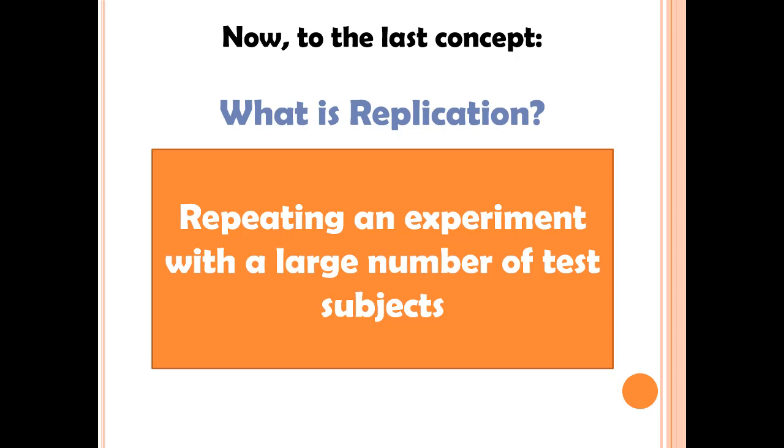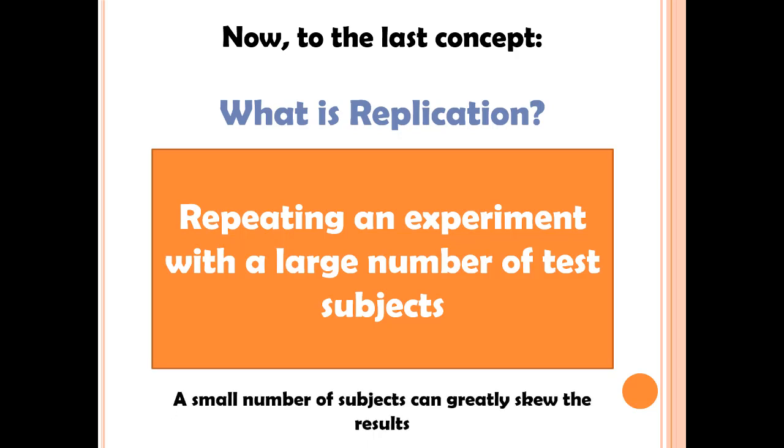So if you had a research study with one person and they happen to react in a peculiar manner to whatever it was that you were testing, then that might not give you accurate results. You want to make sure that you have a sample of individuals instead of just one individual. And a small number of subjects can greatly skew the results.